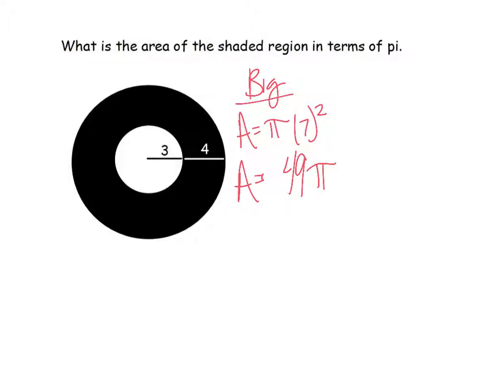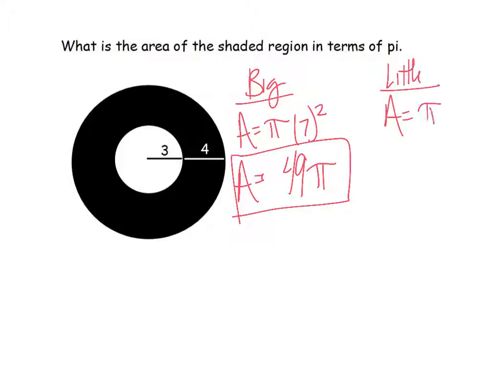Okay, let's do this again. This time we're going to have the little circle. And this one's pi, and then again radius squared. On this problem, the little circle, the white circle, has a radius right here. It has nothing to do with the 4. It's just from here to here, which is 3 units. So that's going to be pi times 3 squared.